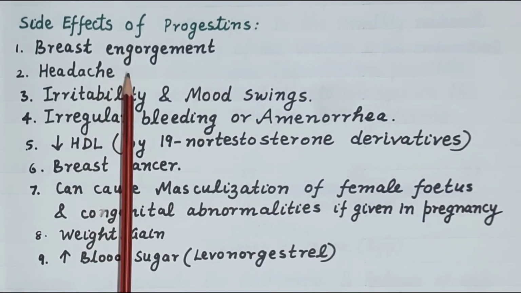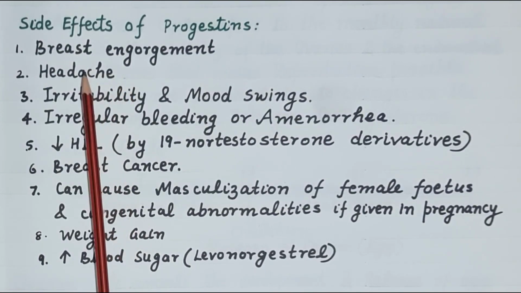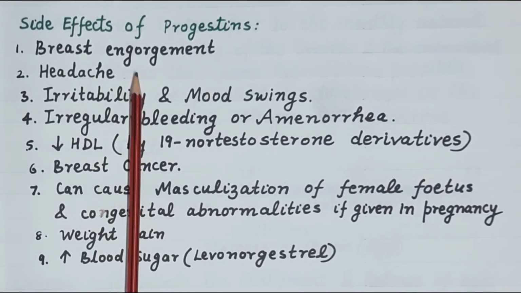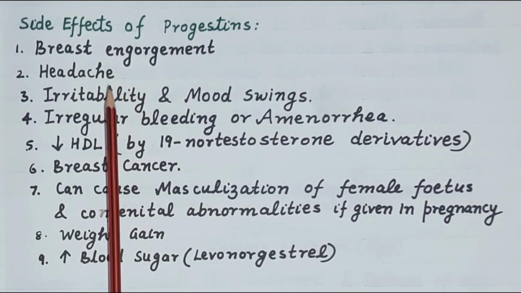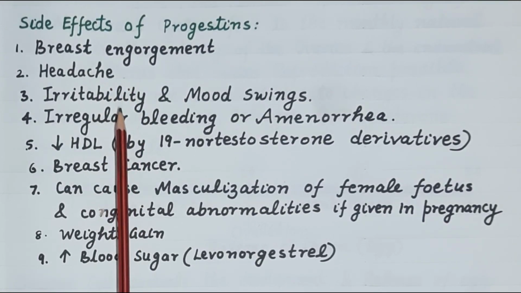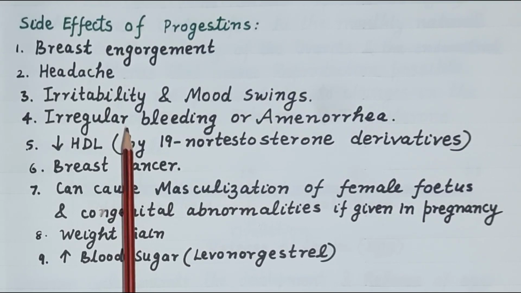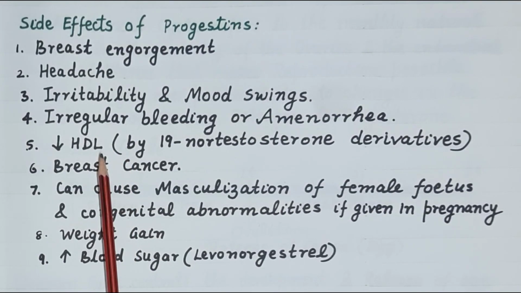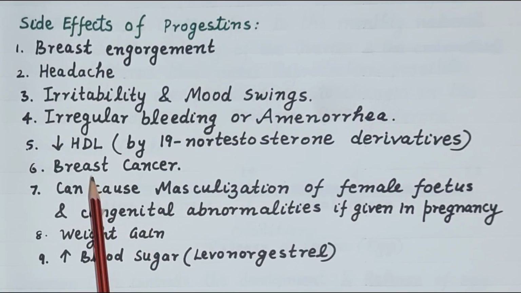Now, long-term administration of progestins can cause breast engorgement. That is, the breast tissue swells and that causes pain and tenderness. Progestins can also cause headache, irritability and mood swings. They can cause irregular bleeding or amenorrhea. 19-nor testosterone derivatives reduce high density lipoproteins, they reduce good cholesterol, and they increase the risk of cardiovascular diseases. Now, long-term administration of progestins can also cause breast cancer.